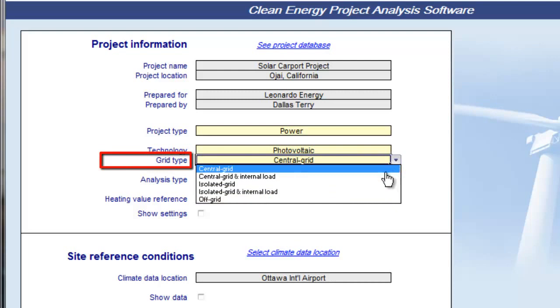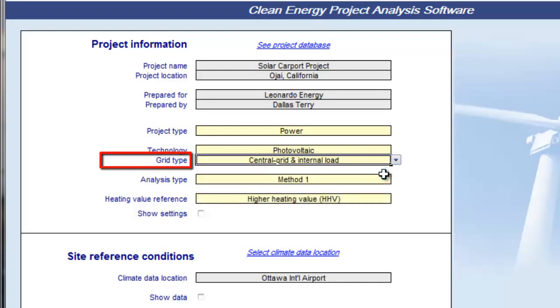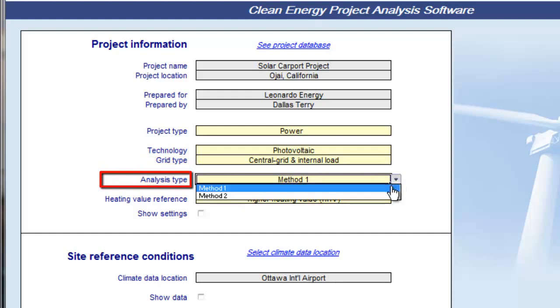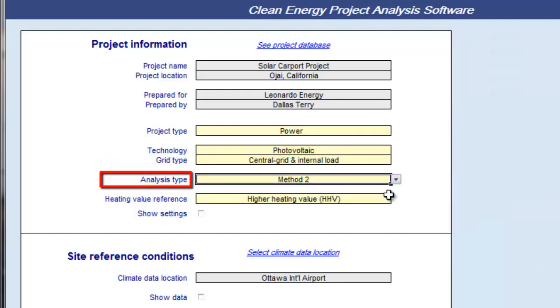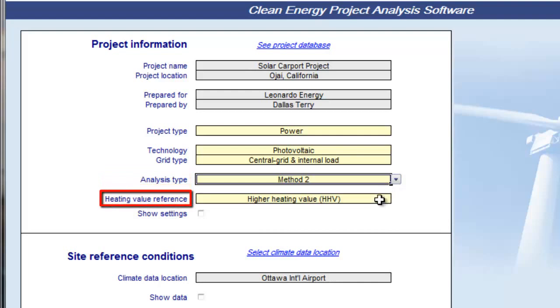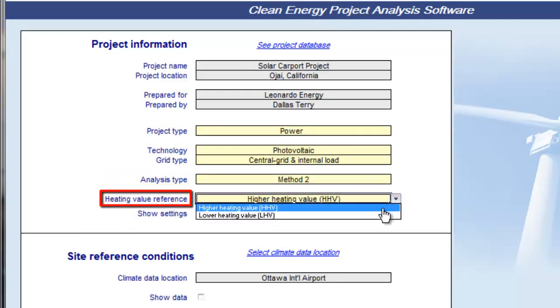Of the 5 grid type options, we will select a central grid and internal load option, since our project will be a grid-connected project and will be feeding at least a portion of its electricity directly to the load. In order to use the more advanced cost and financial analysis functions of RETScreen, we should select a Method 2 analysis type. We will also select higher heating value because the project is located in North America.